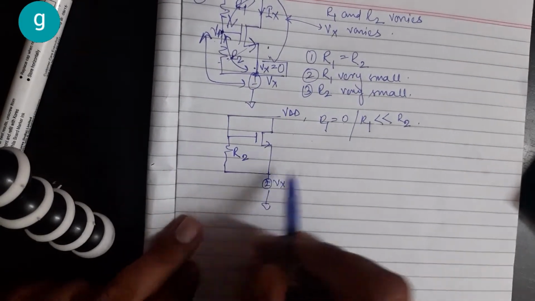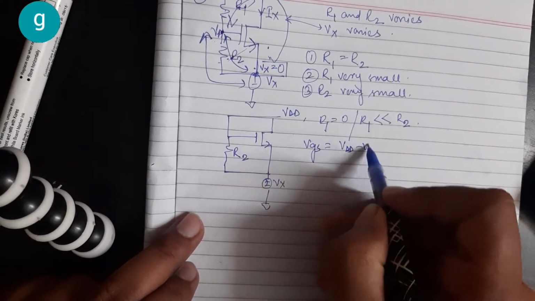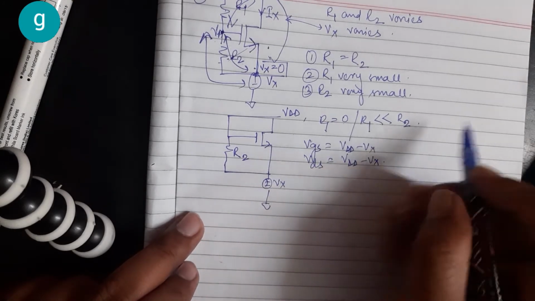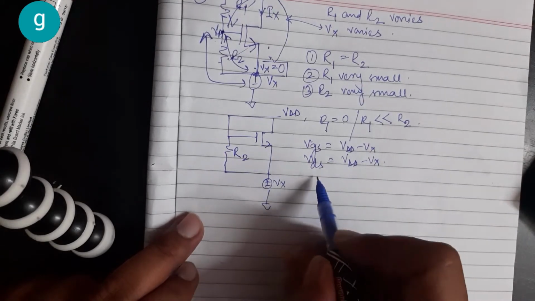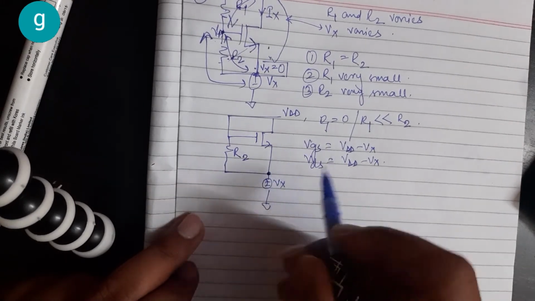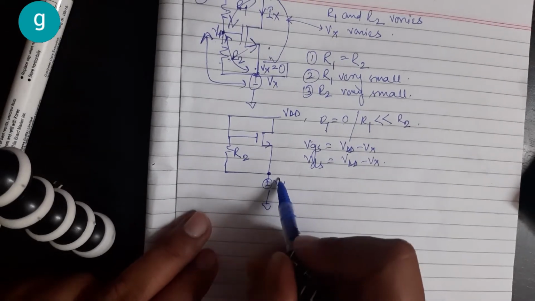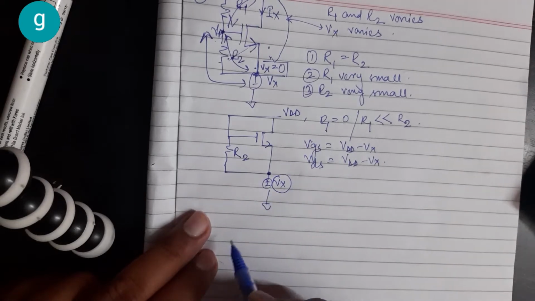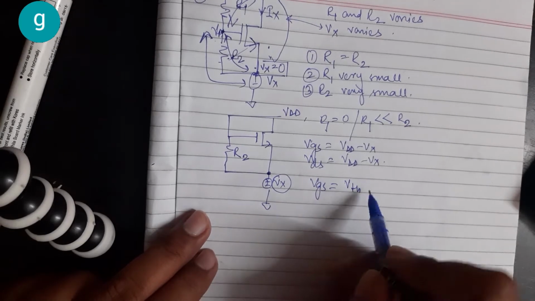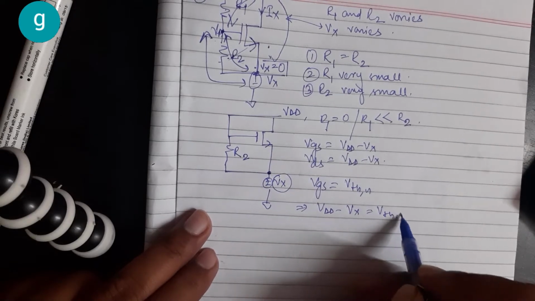This is R2. So now VGS is VDD minus Vx. VDS is also VDD minus Vx. So the transistor is in saturation. And what happens when this transistor is in saturation? Also, let us find out the limit or the value of Vx up till which there will be a current. For that, let us equate VGS to VTH. So VGS is VDD minus Vx equal to VTHN.